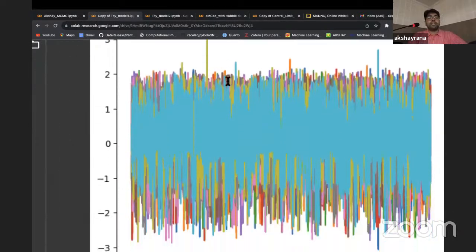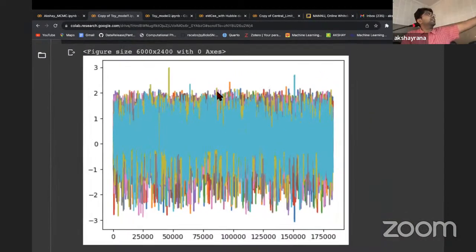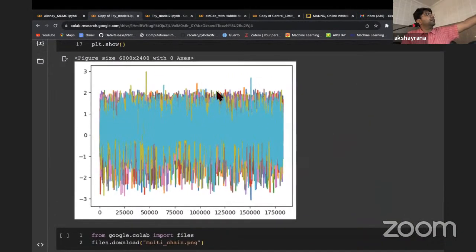If I run it, I am getting something of this sort. What are these? These are 10 overlapping chains. Now you are not plotting one single chain, you are plotting 10 chains. You will take the mean of all these, and that will give you a better representation of the whole space.